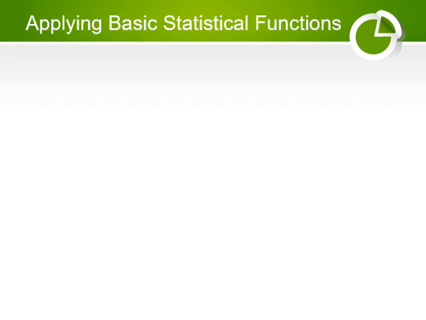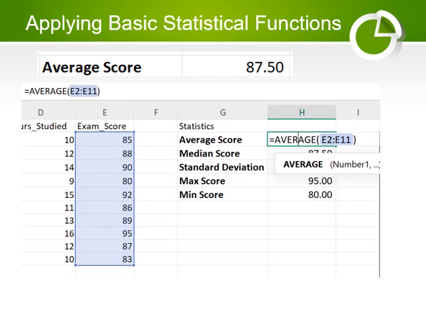So let's begin with computing some descriptive statistics. First, we calculate the average exam score using the average function. So we have here the formula to find the general performance of the group. So the average exam score for all students is approximately 87.50. This suggests that the general performance level of the group is fairly high.